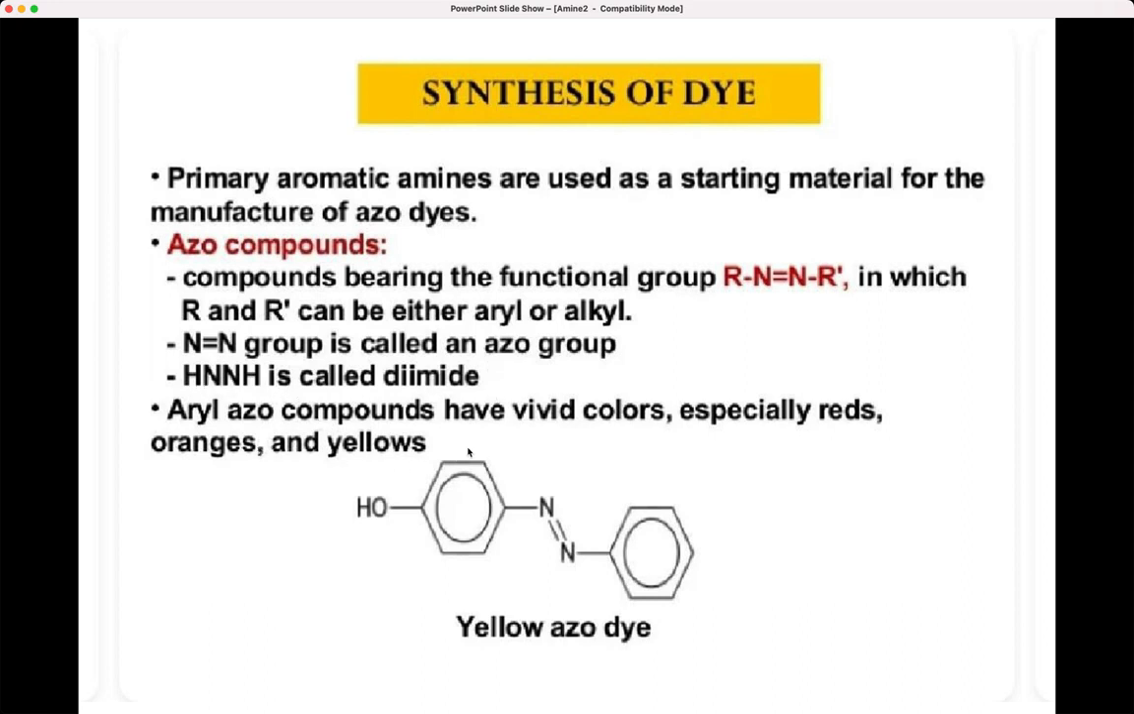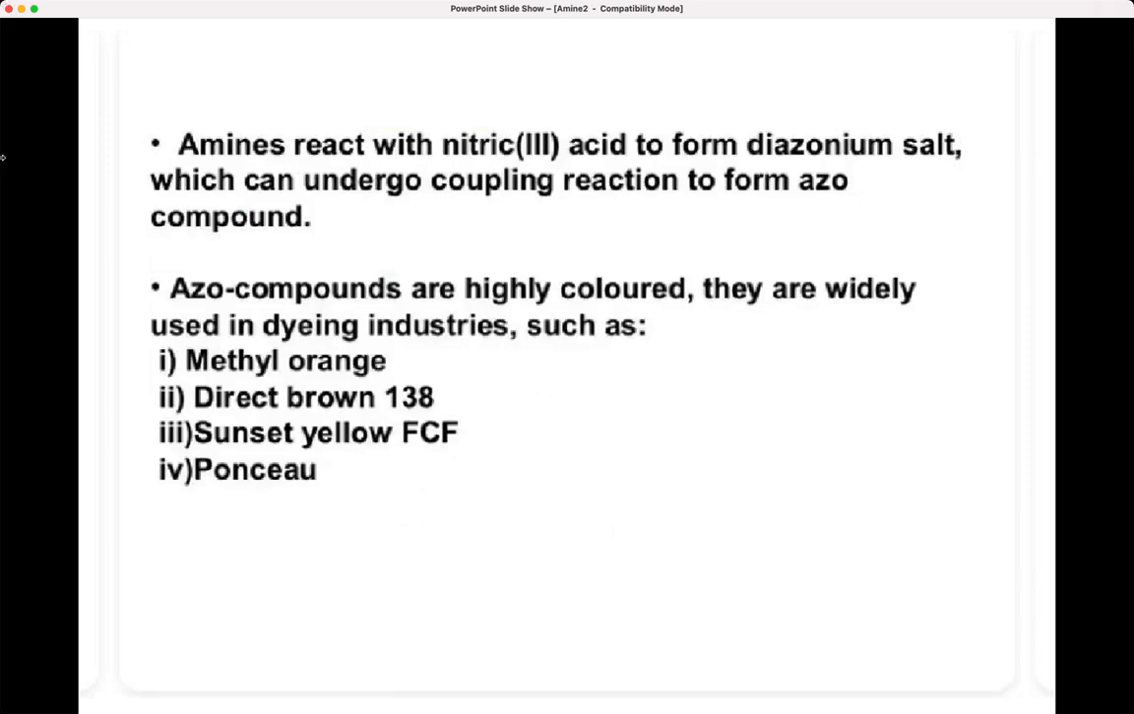Aryl azo compounds have very good bright colors like reds, oranges, yellows and so on. This is the yellow azobenzene structure. You draw both here, N and N connected with a double bond, with one OH attached here. Now, amines will react with nitrous acid to give a diazonium salt, which undergoes a coupling reaction to form azo compounds. These azo compounds are highly, richly colored, used in dyeing industries, like methyl orange, direct brown 138, sunset yellow, and ponceau, and so on.